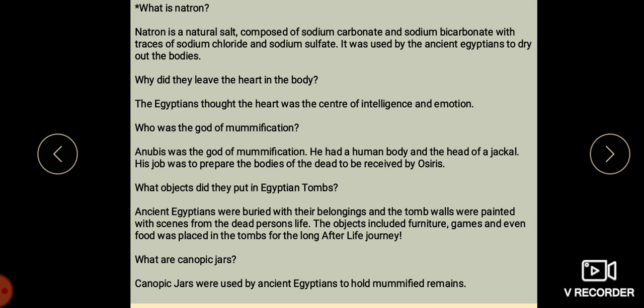What objects did they put in the Egyptian tomb? The ancient Egyptians were buried with their belongings, and the tomb walls were painted with scenes from the dead person's life. The objects included furniture, games, and even food, placed in the tombs for the long afterlife journey.